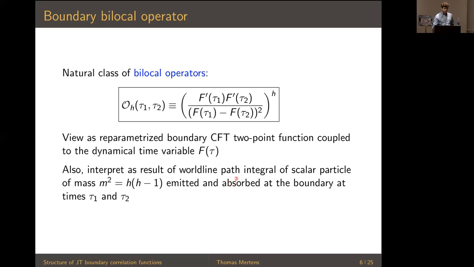A second way, perhaps a way that one might like more, is that you can also interpret this as the result of a world-line path integral of a scalar particle of a mass m squared related to h in that typical way, that is being emitted and reabsorbed at the boundary at times tau1 and tau2. So if you just do that auxiliary world-line path integral, you would automatically get this bilocal operator. So this is a second way of thinking about these operators. This is a natural operator to be considering, and inserting one such operator in the Schwarzian path integral will describe a boundary two-point function in this model.